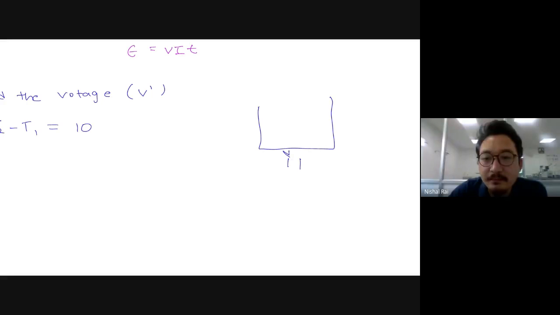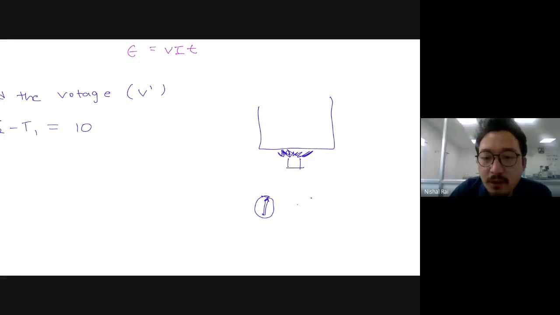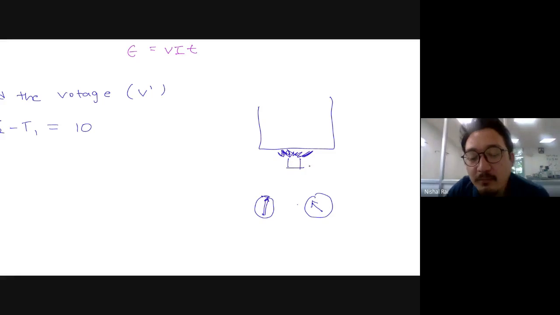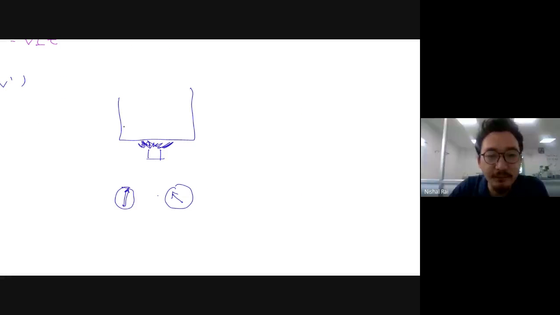You have a gas stove. Everyone knows, and there is a knob over here which turns, no? Have you all seen this? Yes, sir. If you turn it towards the left, what will happen? The flame will become small. And if you increase this, the flame will become large.